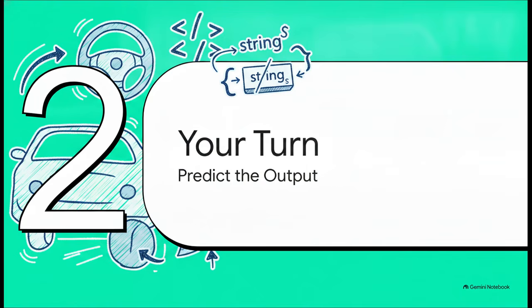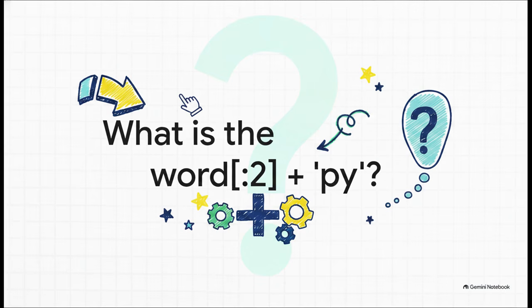Your turn. Predict the output. Now it is time for a transfer challenge to put you in the driver's seat and see if you can apply these rules to a new scenario. Take a really close look at this code. If word = 'Python', what is the output of the expression word[:2] + 'pi'? Think about what that slice, omitting the start up to 2, is grabbing, and what that plus sign is doing. What new string gets created here?